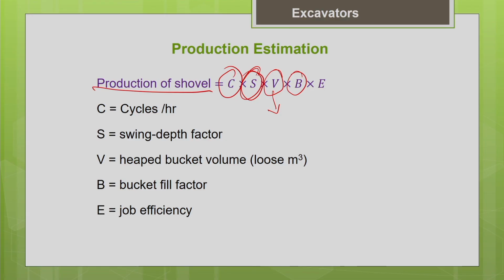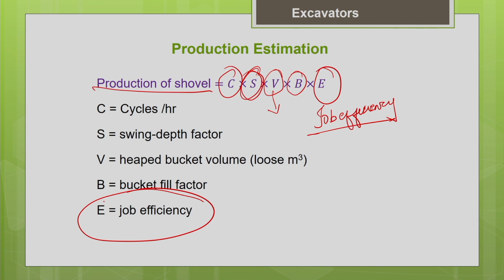If the conditions are different from this ideal condition, then you have to adjust the productivity with the swing depth factor. Another important thing we are going to do is multiply the production of the shovel with the job efficiency. Okay. So, how much time your machine is going to work in an hour, whether it is going to work for 45 minutes, or 50 minutes, or 30 minutes an hour. Accordingly, you multiply with the job efficiency factor and get the actual productivity of the shovel.